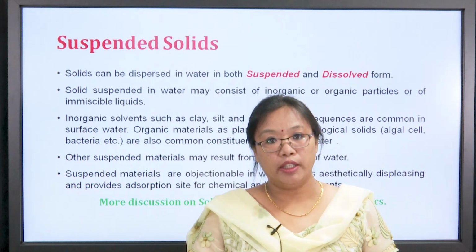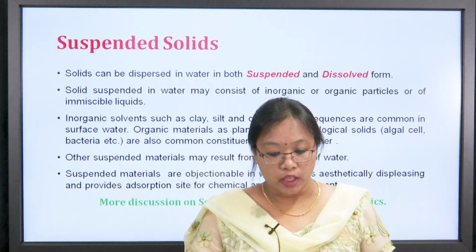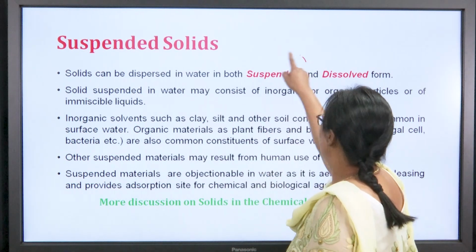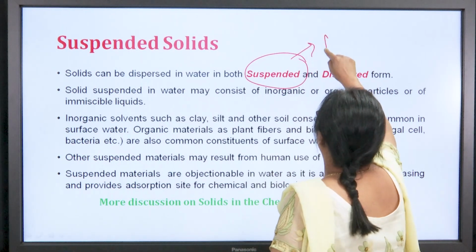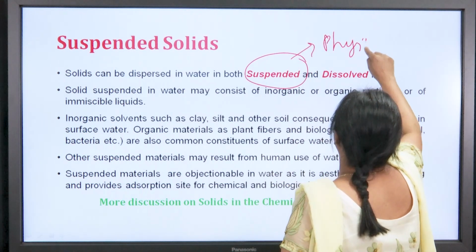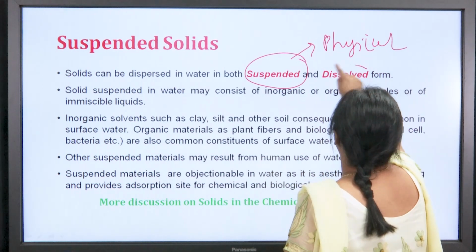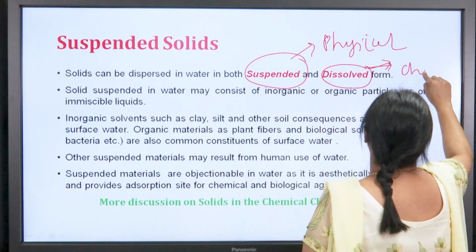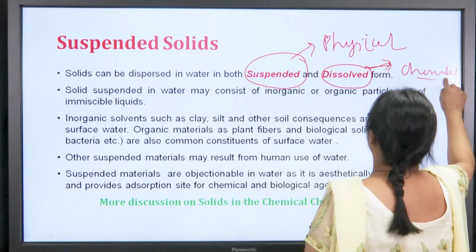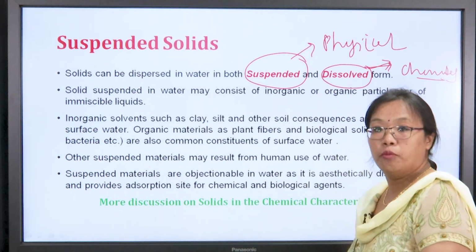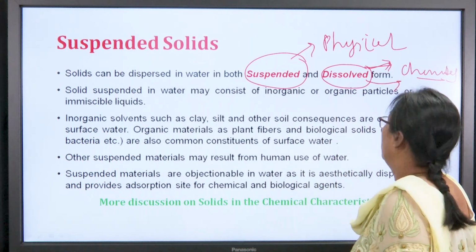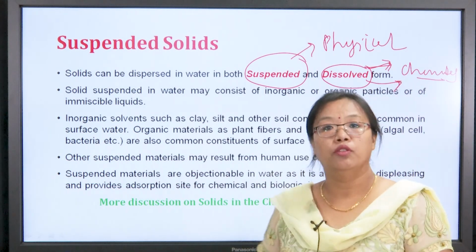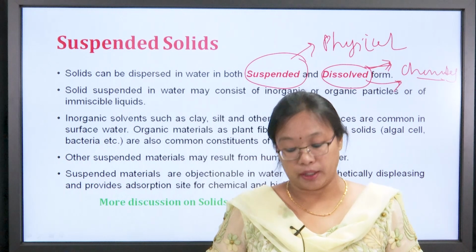Okay. So, suspended solids here, we will be talking more of solids in chemical characteristics, because suspended solids which you can see will come in physical characteristics, whereas dissolved solids will come in chemical, and this is more important because suspended solids can be very easily removed, whereas dissolved solids may require some extra effort. So, we will be discussing more of solids in the chemical characteristics part.